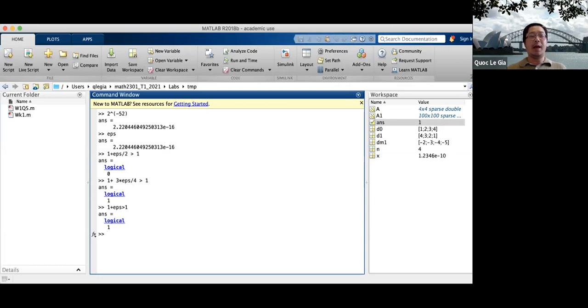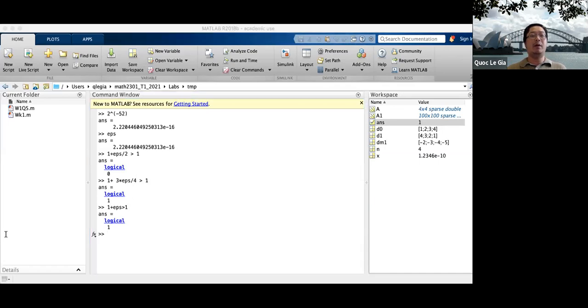So epsilon is just the gap between 1 and the next machine number in the floating point system. Epsilon over 2, yes, they round down. We will talk about rounding next week. It rounds to the nearest number, so epsilon over 2 just rounds to 0. Okay.